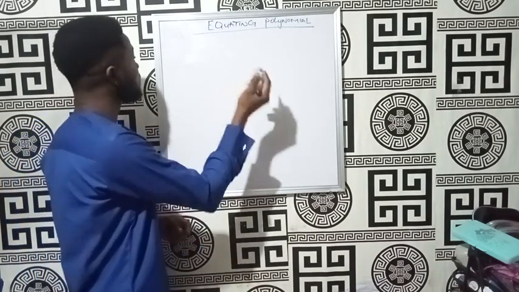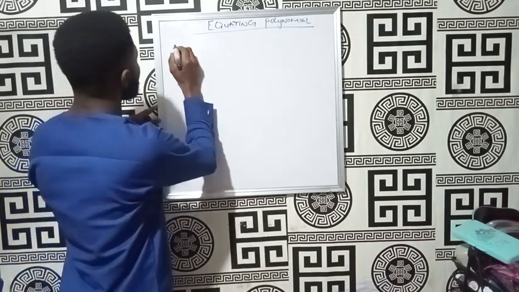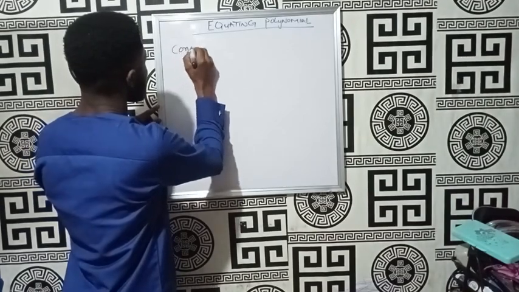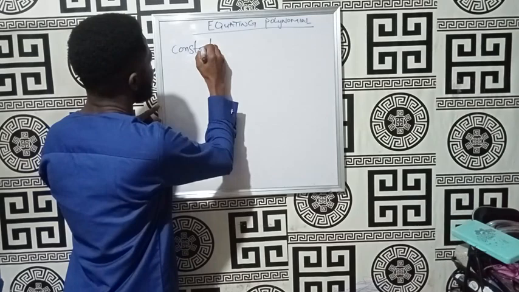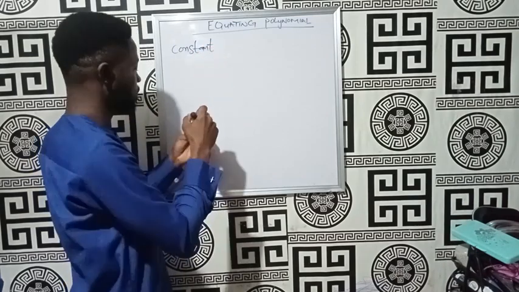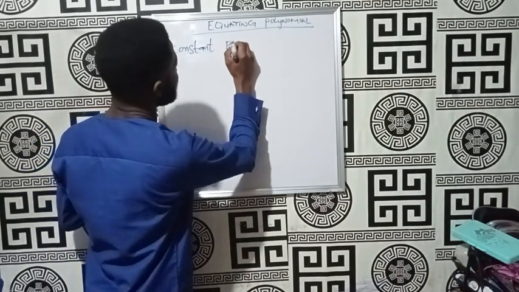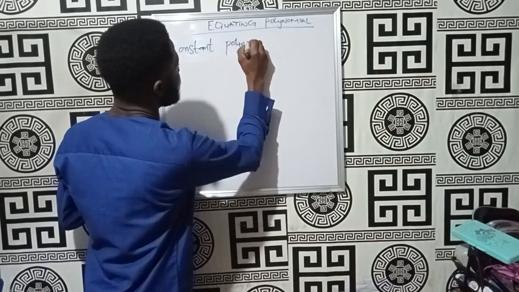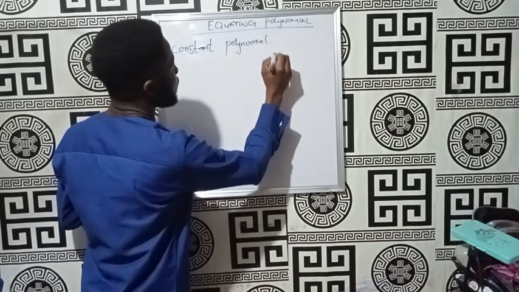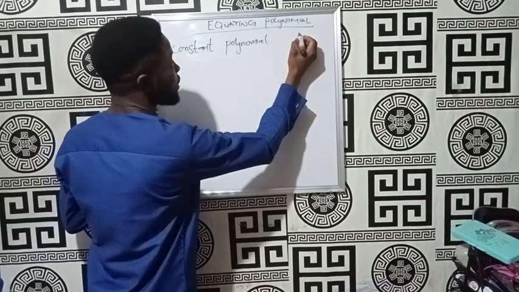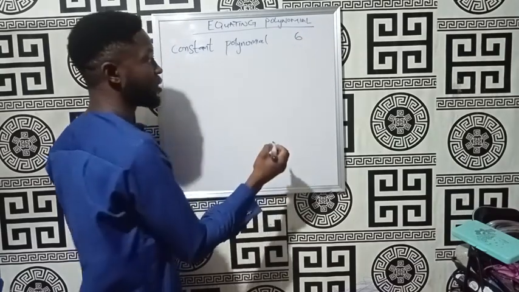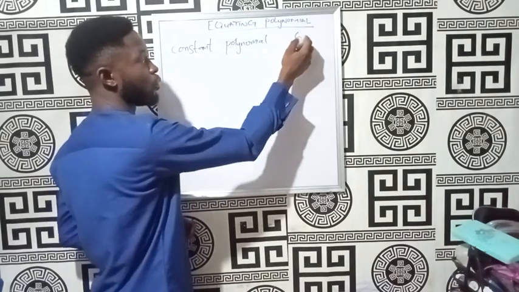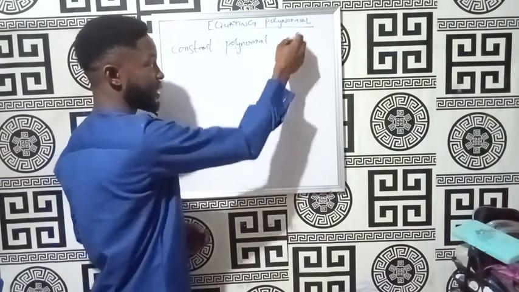So for polynomials, we have different types of polynomial. We have the constant polynomial. Let's just take a particular value, for example 6. This is a constant, so it has no letters attached.